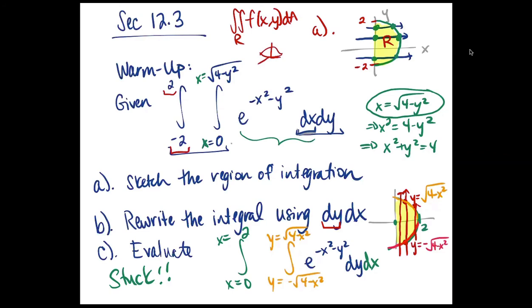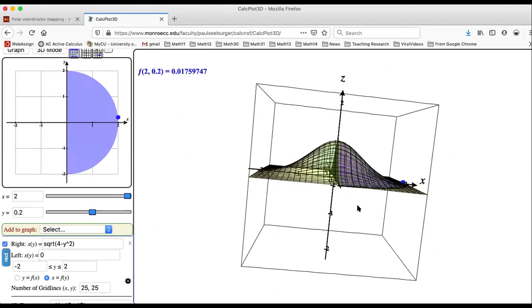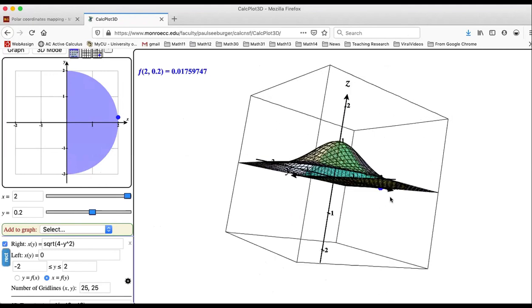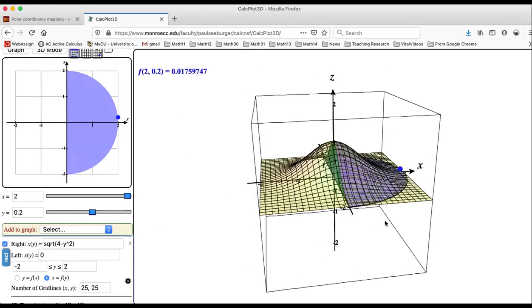This picture is totally not going to do justice to it, so let's go ahead and put up an actual picture. Okay, so this is actually what the region looks like, way better of a picture. This is my function z equals e to the negative x squared minus y squared, which is a Gaussian. And then this is the semicircle, which is the region I'm integrating over. And so you can see we can interpret this double integral as the volume of this half of the mountain.